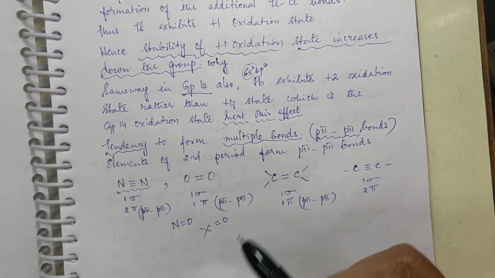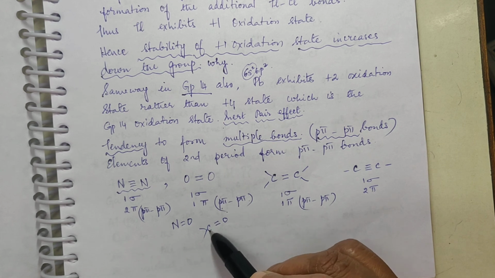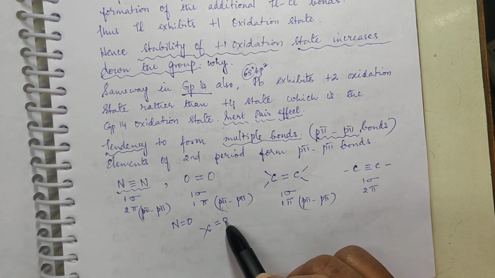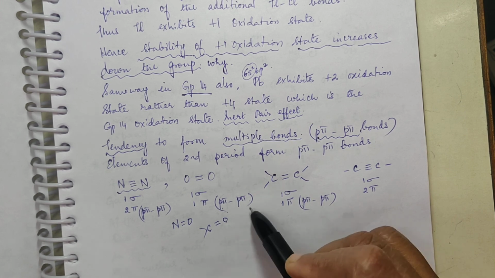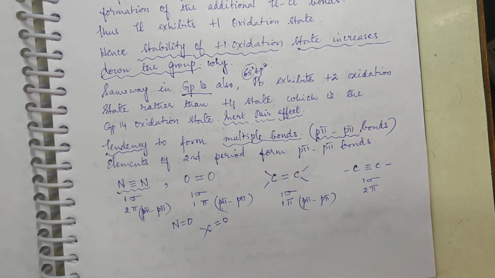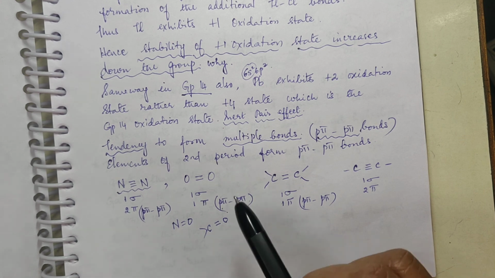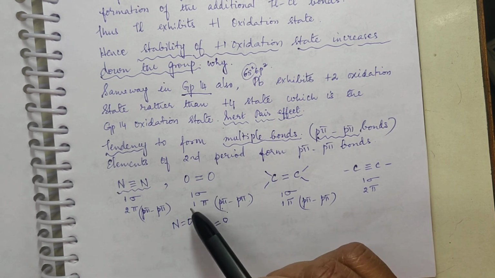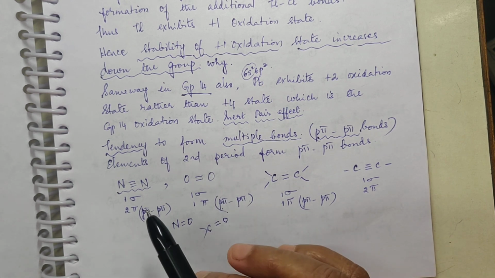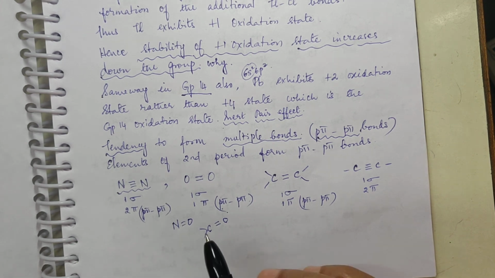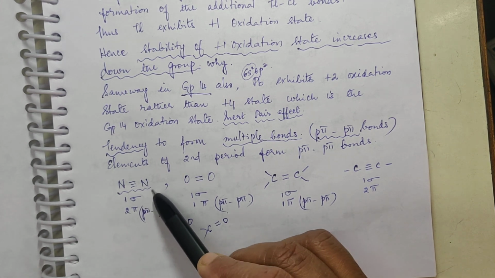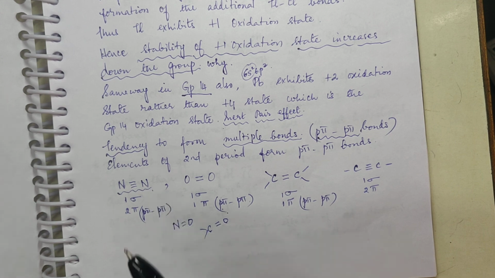Why is it p pi? It is because the p orbital of one atom is overlapping with the p orbital of another atom, resulting in pi bond formation. This is why it is called p pi multiple bonds. Okay. Now this is a peculiar property which is specific to p block elements. S block and others will not show this. Okay. Now especially second period elements show this particular property more.